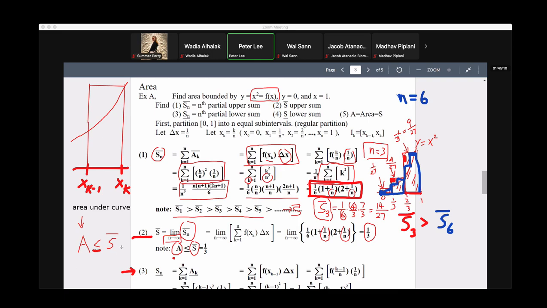Now on part 3, we want to approach from the lower side. This time we're not going to add up the areas of all the tall rectangles, we will add up all the short rectangles. So what are the short rectangles? The short rectangles are over here. That means we are going to cut out right here, and the area is going to be this rectangle right here. We want to find the area of this one.